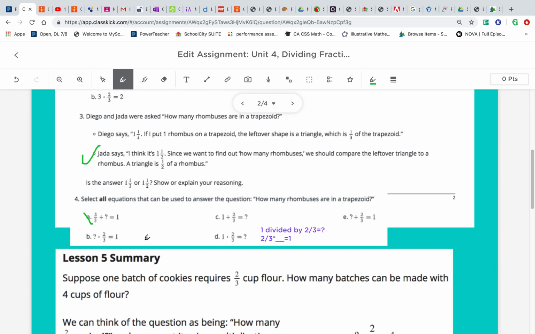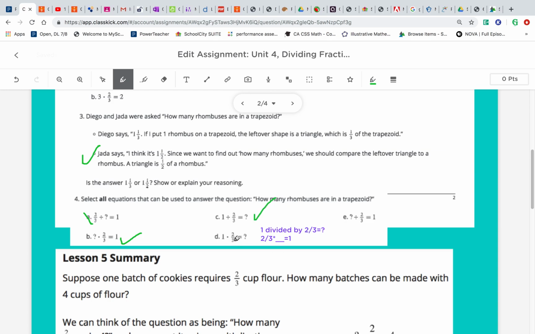Okay, and then for B, it's question mark times 2/3 equals 1. Let's look at our options here. So 2/3 times an unknown, or an unknown times 2/3. Well, those are the same thing. Okay, so that is going to work. All right, that'll work. And then look for C. 1 divided by 2/3 equals something. Yeah, that works. C will work.